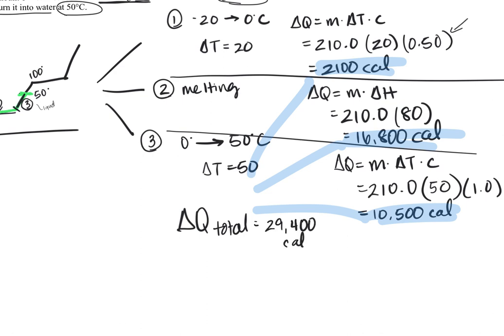Our Q total is equal to 29,400 calories. So to summarize, what you have to do is read your problem, decide whether or not it's a temperature change or a phase change, and then break it up from there.